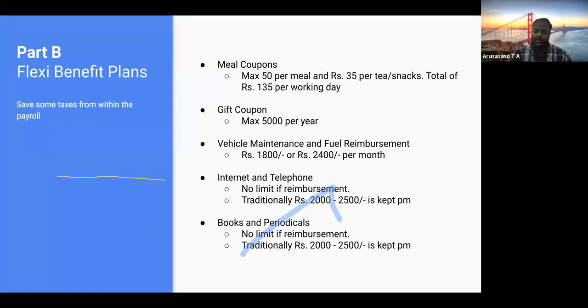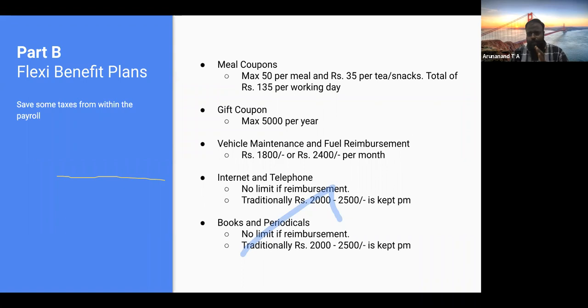And that is why this internet is an allowed flexi benefit plan. Okay, so there are some directions from the government on what kind of flexi benefit plans we can have in the organizations. So you cannot actually give them 50,000 rupees and say go watch a movie. That's not possible. There are certain heads into which you can split it, and we're going to see the prominent ones. The first one is meal coupons.